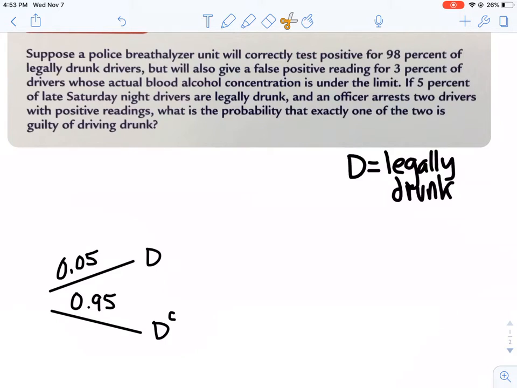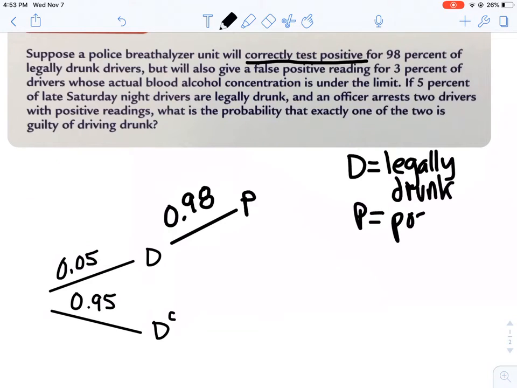Now this is where the breathalyzer comes in. I know that it will correctly test positive for 98% of legally drunk drivers. So they pull over a driver. If he or she is drunk, there's a 98% chance that they're going to test positive. So I'm going to use P to represent positive. Now, if there's a 98% chance that they test positive, that means there's a 2% chance that they don't test positive. So you notice that this is where I'm starting my branches off.